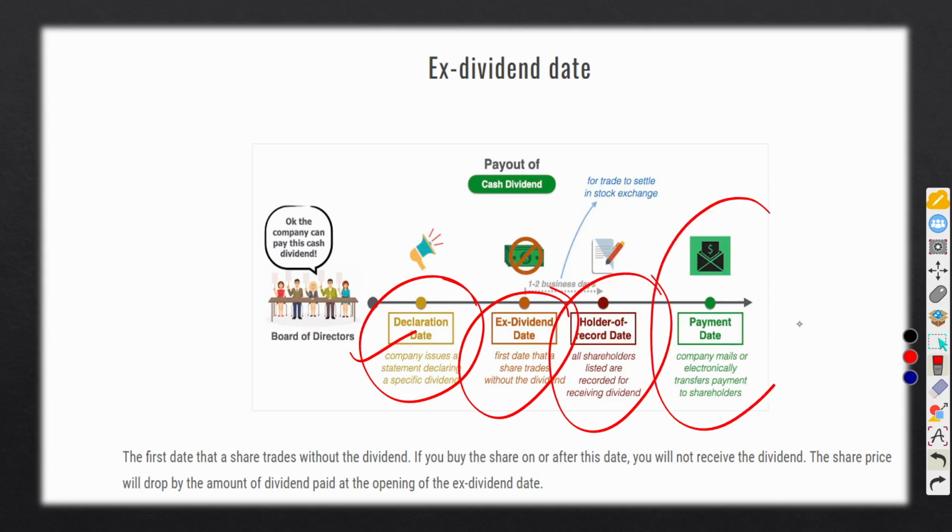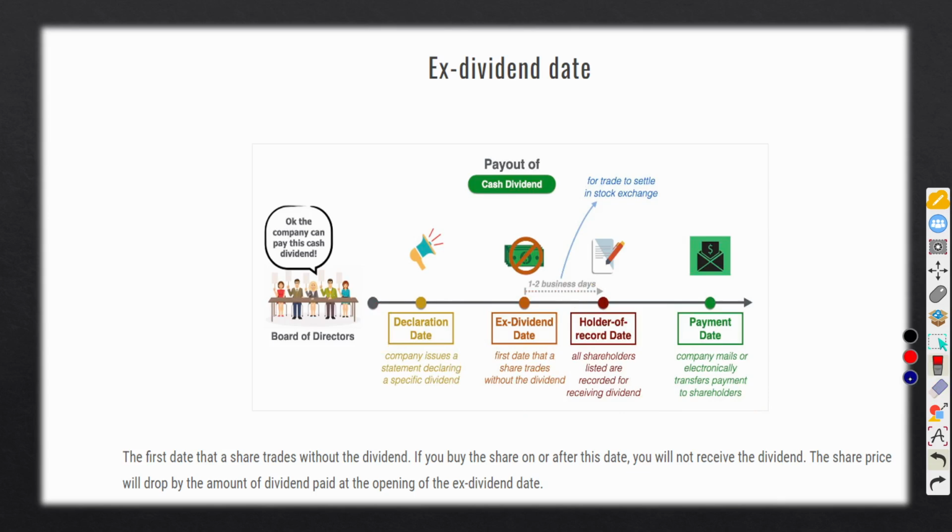And what about the payment date? Payment date means the company mails or electronically transfers payment to the shareholders. All right, if you have a system where the client or the accounting teams will be notified, then on payment an MT566 notice will be generated, so that you can cross-verify it with your bank statement and accounting statement, and record the transaction in the books of account.